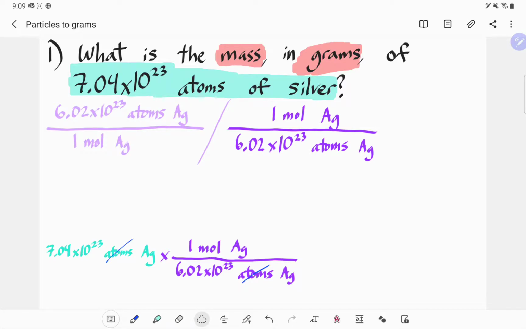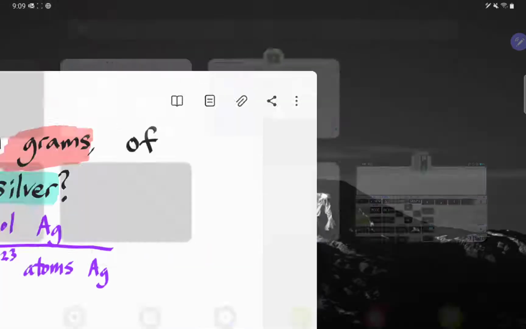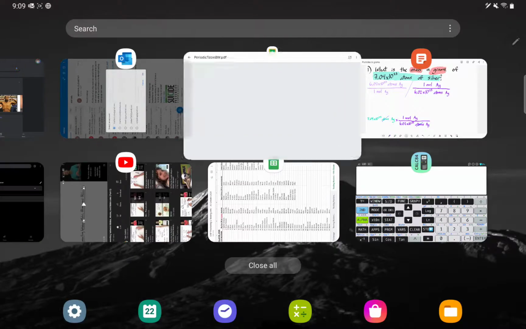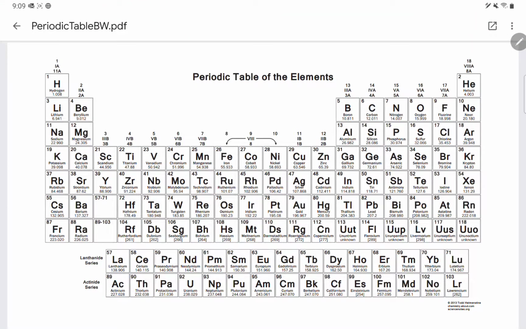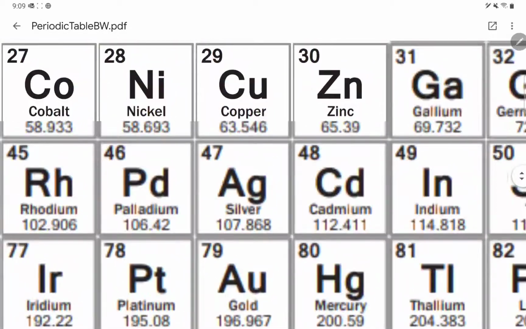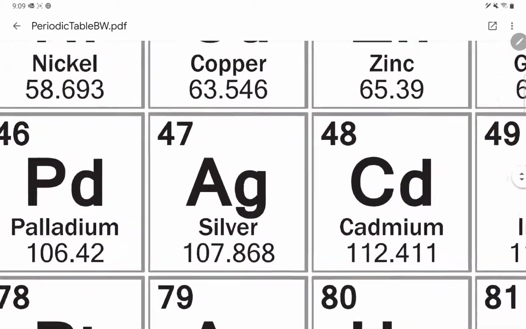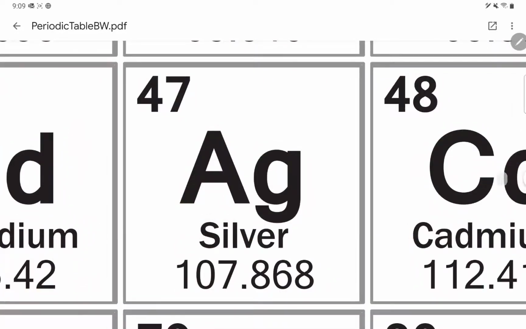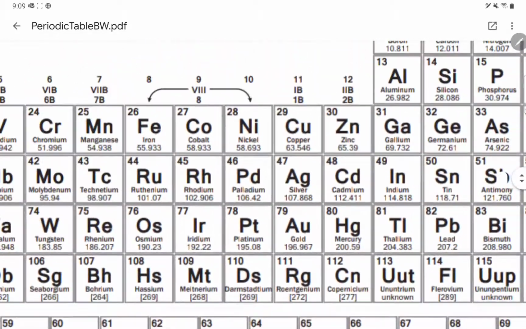To find the molar mass of silver, we're just going to go to the periodic table and find silver. Sorry, I said aluminum. And here we have silver's molar mass. It's that number in the decimals at the bottom: 107.868. We're going to write that down.